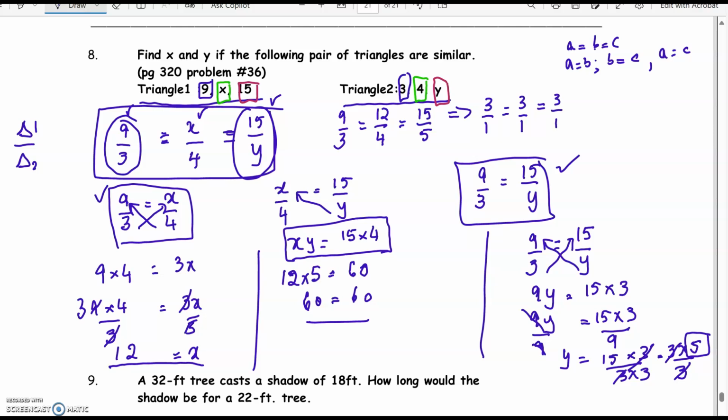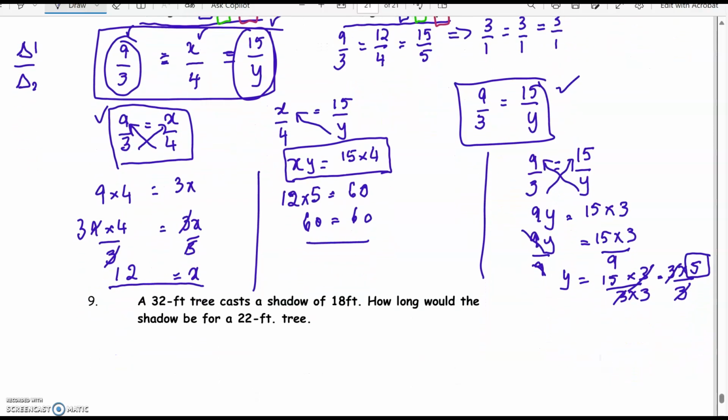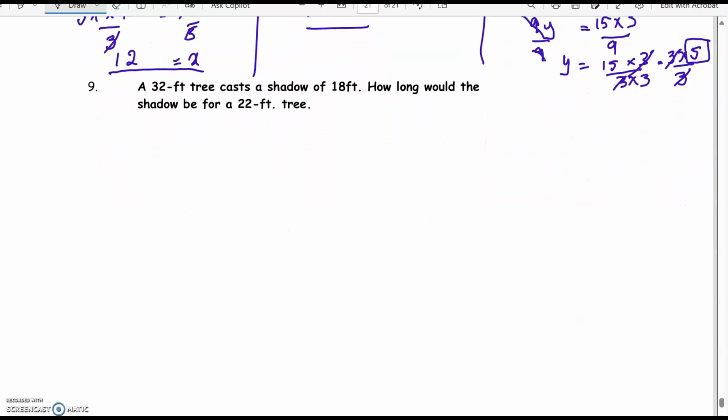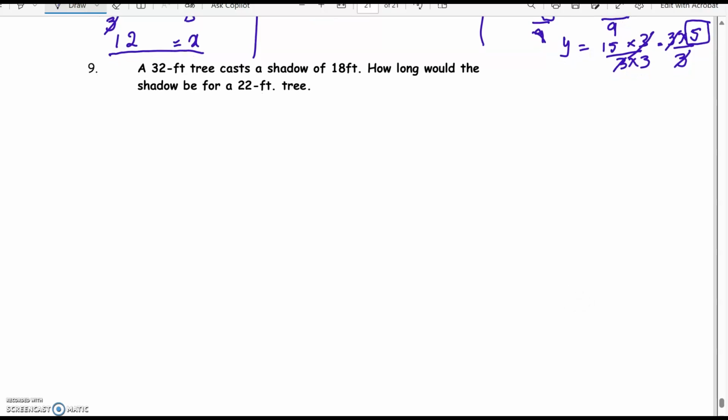So the ratio of the corresponding sides are equal if the two triangles are similar. And that's the property that we used because we were given that the two triangles are similar, and we used that property to solve for the unknown sides. Now, a problem like the next one, you can think of it in terms of similar triangles, or you can just solve it using ratios and proportions.